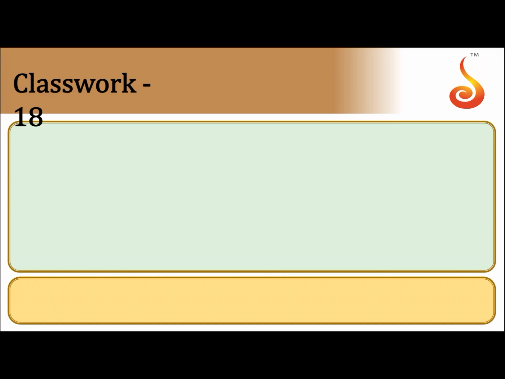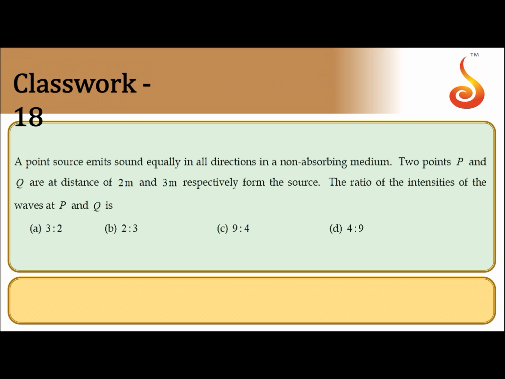Yes, we shall move on to next one. A point source emits sound equally in all directions in a non-absorbing medium. Two points P and Q are at a distance 2 meter and 3 meter respectively from the source. The ratio of intensities of the waves at P and Q is, see, P is at a distance 2 meters from the source. Q is at a distance 3 meter from the source. This is what is given.